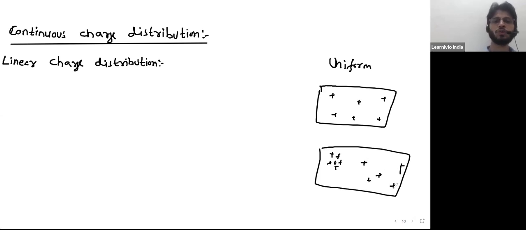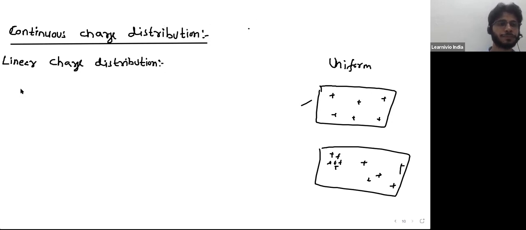So which distribution is uniform? The first one or the second one? The first one. Now you get what is uniform. Uniform means charge is distributed equally. Everywhere you have the same amount of charge, then the distribution is uniform. But if the charge is not equally distributed, then you say that it is a non-uniform distribution.